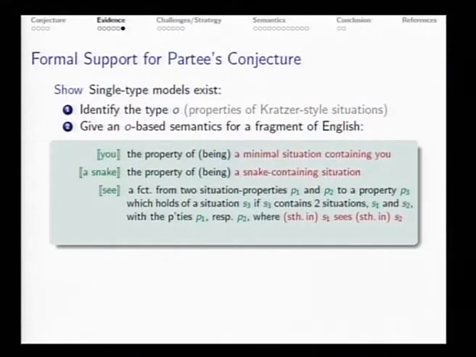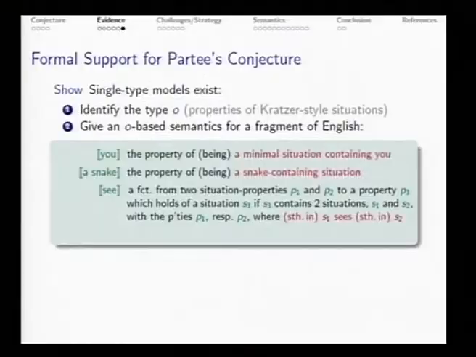Now, her semantics interprets the personal pronoun you as the property of being a minimal situation containing you. It interprets the indefinite a snake as the property of being a snake-containing situation. It interprets the transitive verb see as a function from two situation properties, P1 and P2, to a third property, P3, which holds of a situation S3 if that situation contains two other situations, call them S1 and S2, with the properties P1 and P2 respectively, where something in the first situation sees something in the second situation.